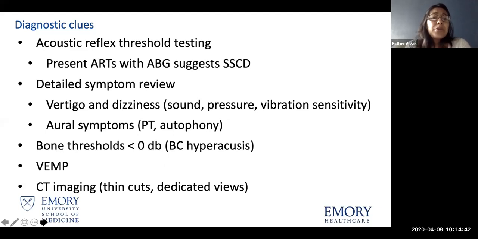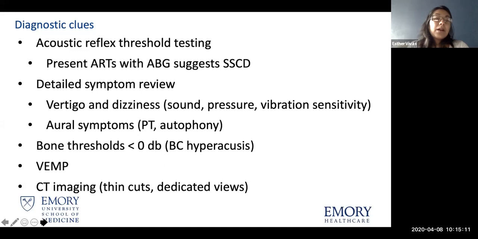If you see a bone threshold that is at 0 or near 0, that should raise a red flag. VEMPs are often used when we're trying to determine if a patient has symptoms related to superior canal dehiscence. What we see in these patients is that the VEMP thresholds are much more sensitive. That means they're lower. It's easier to trigger a VEMP reflex in patients who have superior canal dehiscence.